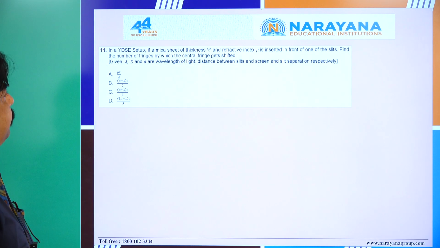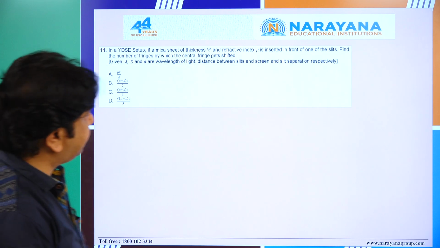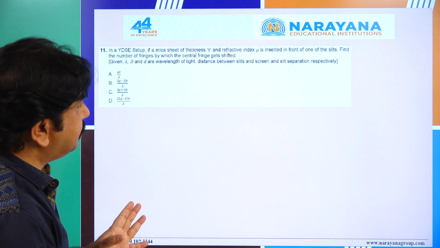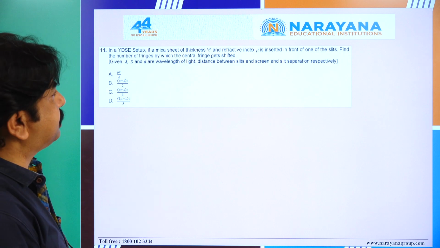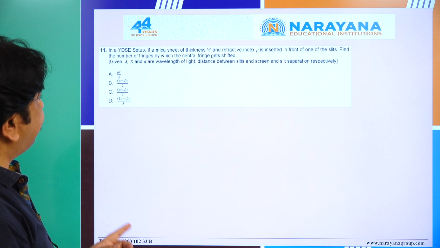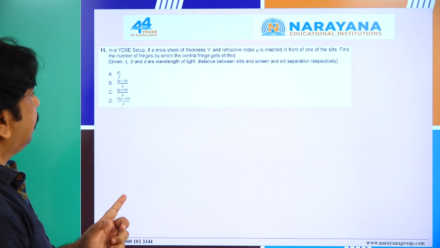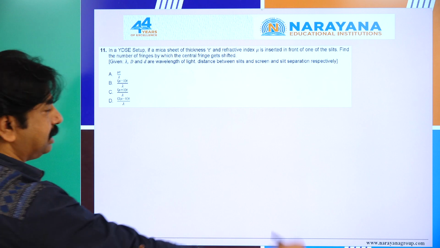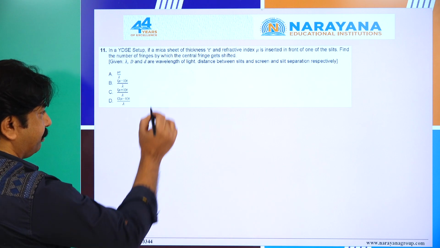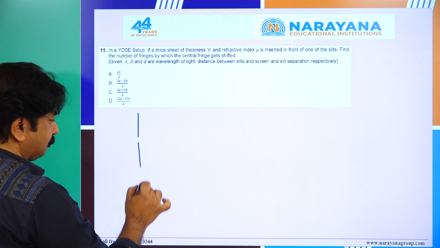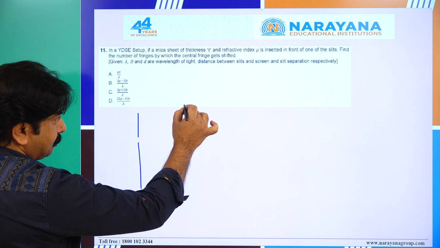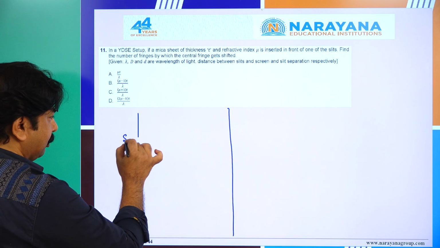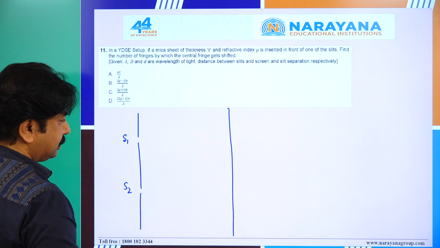In a YDSE setup, a mica sheet of thickness t and refractive index mu is inserted in front of one of the slits. Find the number of fringes by which the central fringe gets shifted. Lambda, d and D are given. Okay, concentrate first of all on the YDSE experiment. S1 and S2 are the slits.